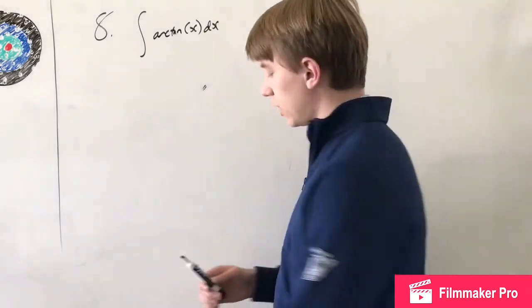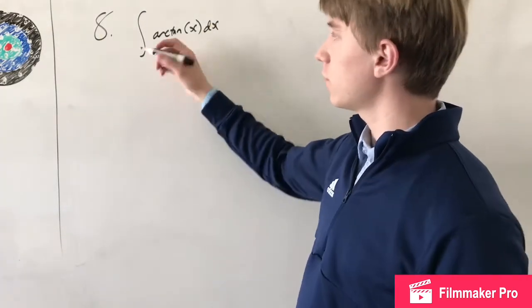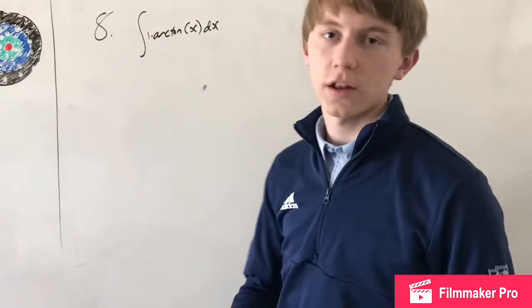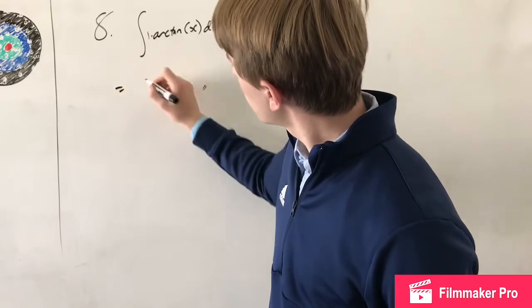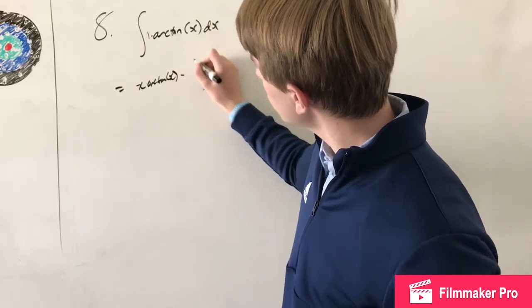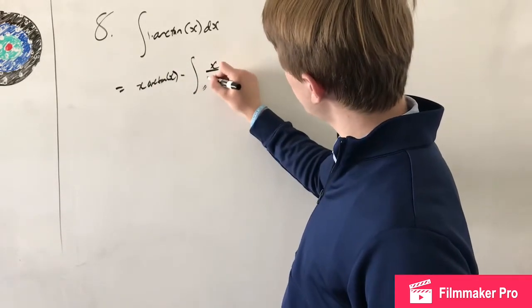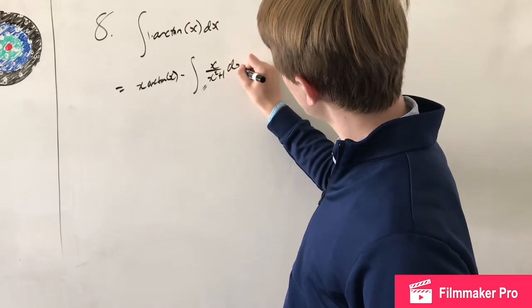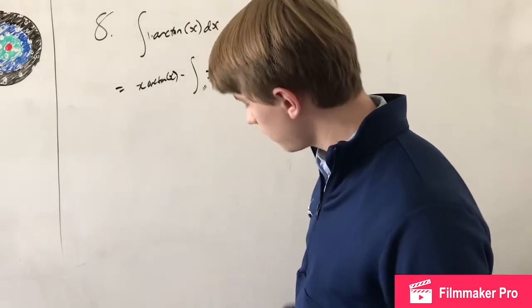Alright, this is just a basic integration by parts problem. So we want to imagine there's a 1 here, integrate that to get x. So we're going to end up with x arctan x minus, now we can differentiate the arctan. We get x over x squared plus 1 dx. So this is pretty easy to integrate. We can just do a u sub.